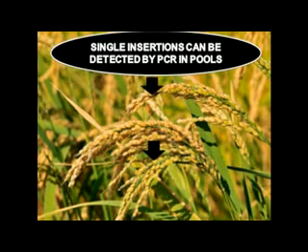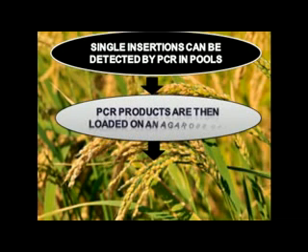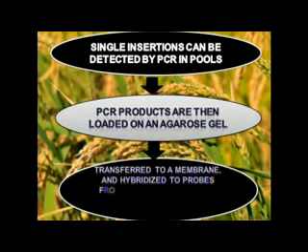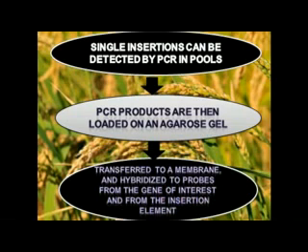PCR reactions are performed on the DNA superpools using oligonucleotide primer combinations from the gene of interest and from the insertion element. Because PCR efficiency is extremely sensitive to the interaction between primers and the length of the product, it is often necessary to test several primer combinations. Then PCR products are loaded on an agarose gel, transferred to a membrane, and hybridized to probes from the gene of interest and from the insertion element.